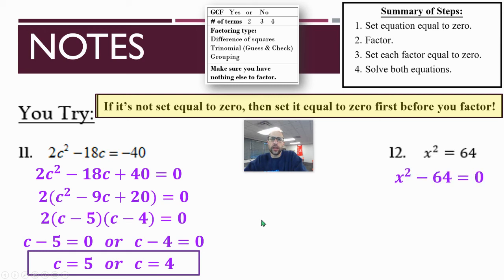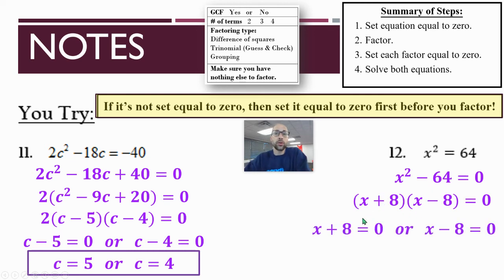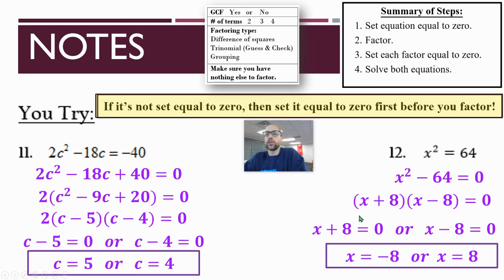For number 12, subtract 64. It's a difference of squares. There's your difference of squares pattern. Set each factor equal to 0 and solve. So positive 8 and negative 8.